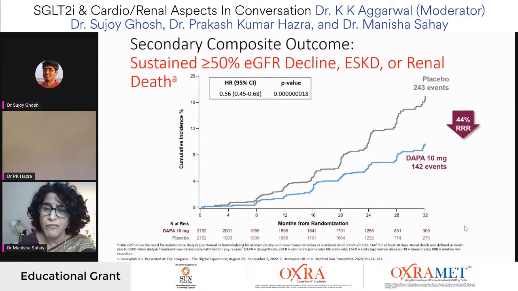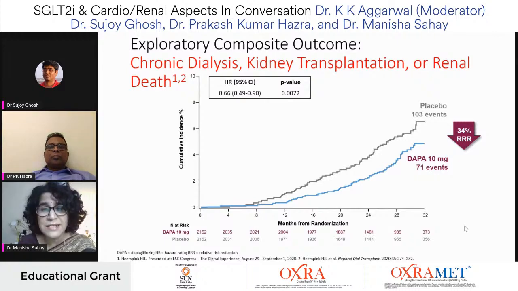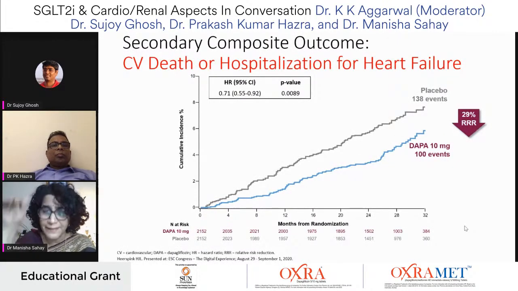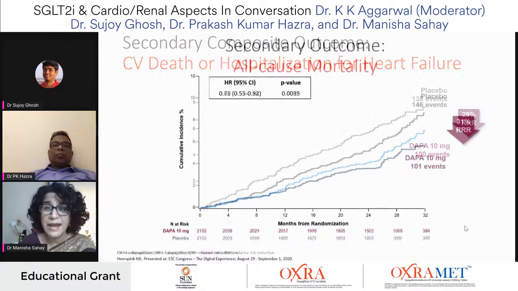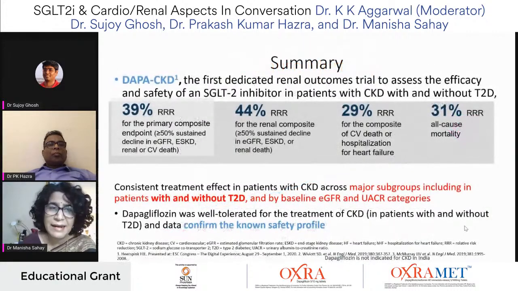Secondary outcomes, again, 44% relative risk reduction. Chronic dialysis, kidney transplant, or renal death, again 34% relative risk reduction. So remember, at least 30 to 40% renal risk reduction. Huge benefit. No other drug provides this much benefit. What about CV death or hospitalization for heart failure? Again, 30% reduction. Huge benefit again. All-cause mortality, 30% reduction. So it's very clear. Dapagliflozin showed that there is a decline in renal endpoints, cardiovascular endpoints, composite endpoints, and all-cause mortality.